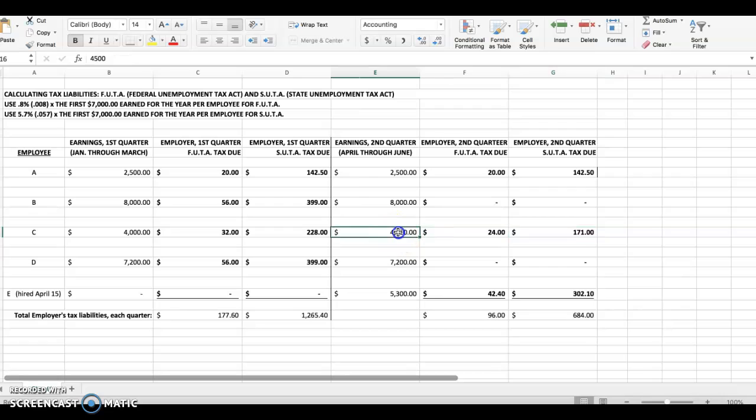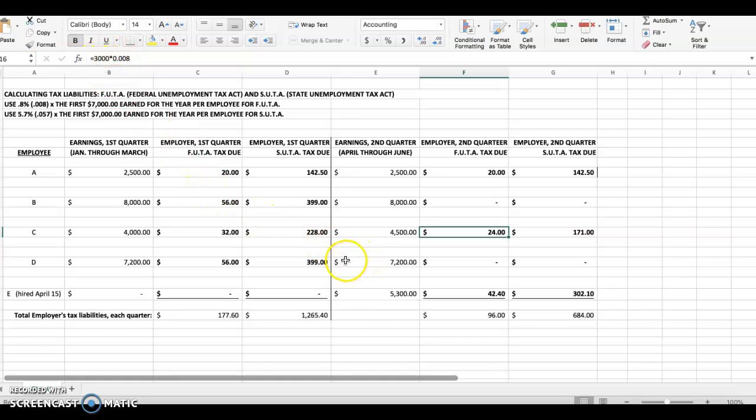Well, we have to look at how much of this 4,500 took us to the $7,000 limit. We already paid in the first quarter 4,000 for this employee. So this quarter, we only need to pay up to 7,000 total. So we paid 4,000 already. We need to pay based on $3,000 this quarter because of the 4,000 we've already paid in the first quarter. If we pay based on 3,000, as our formula shows, that gets us to 7,000.